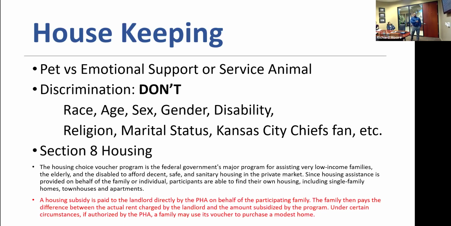Housing subsidy is paid to the landlord directly from the public housing agency on behalf of the participating family. The family then pays the difference between the actual rent charged by the landlord and the amount subsidized by the program. So it's the government paying a majority of the rent on behalf of the low income tenant. A lot of landlords don't like this.